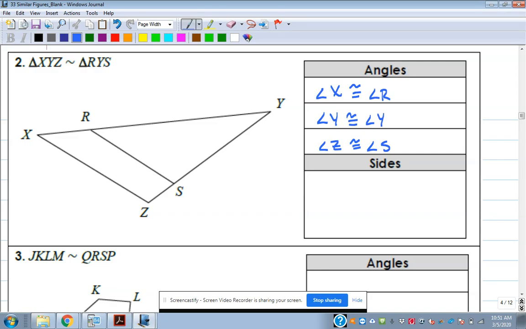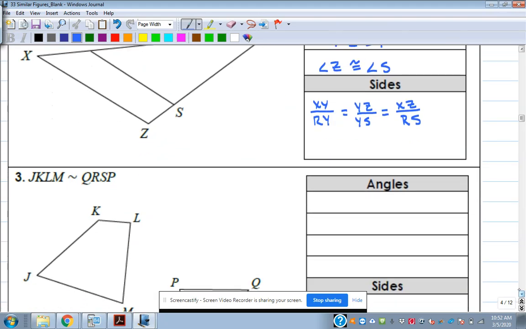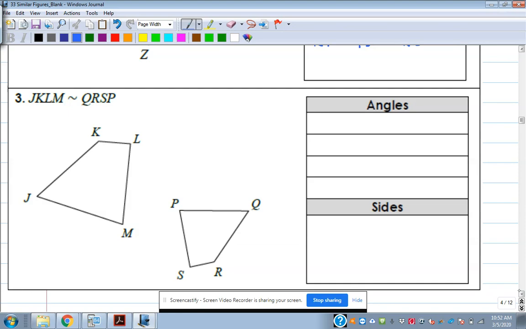All right. Sides. Let's get our side ratios. So XY over RY, XZ over YZ, YS or SY, and then the last one, XZ over RS. Easy, boring stuff. All right, so we got a couple of quadrilaterals here, so extend it to a larger figure.